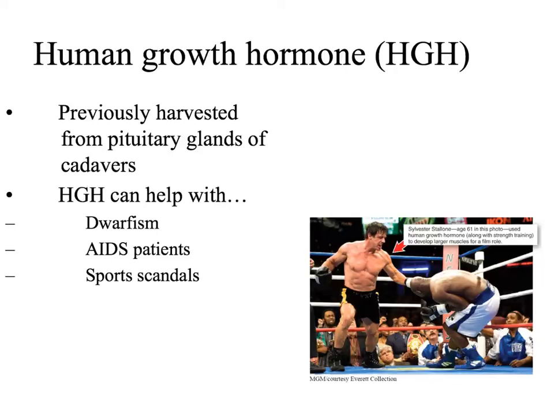HGH is now produced using transgenic bacteria, similar to the insulin case. We can now produce HGH in large quantities, which makes it available to more people who need it. HGH is used to help treat dwarfism and certain conditions in AIDS patients. It has also been seen in sports scandals. This hormone, because it is produced naturally, is somewhat difficult to detect, so some sports athletes use it illegally to help bulk up.